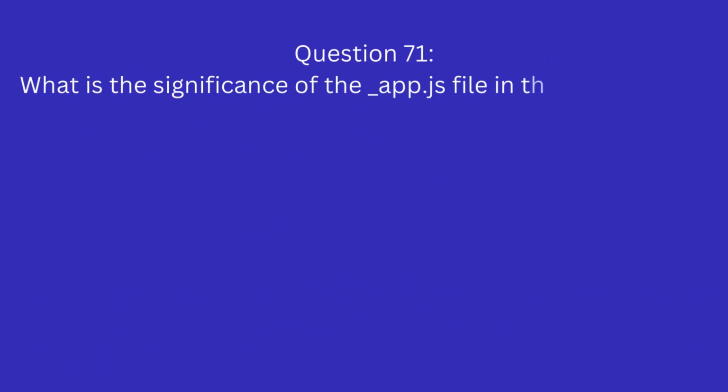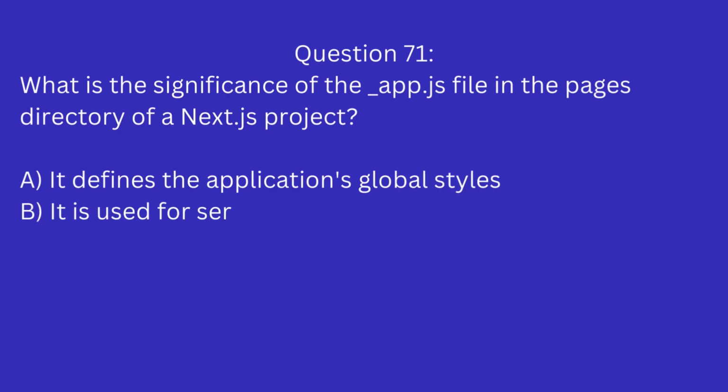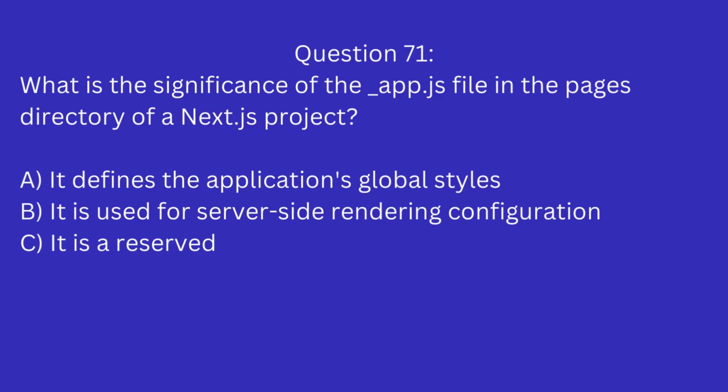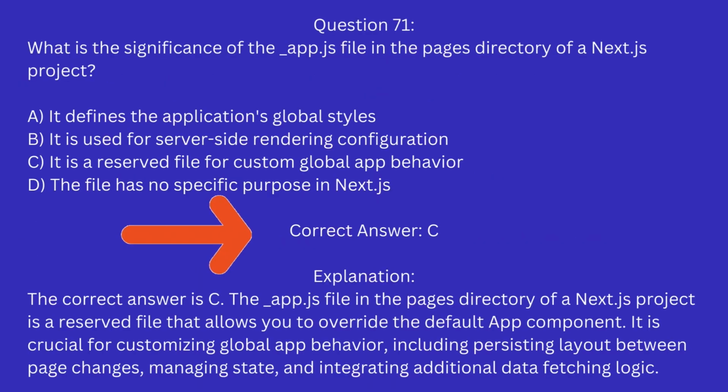Question 71. What is the significance of the _app.js file in the pages directory of a Next.js project? A. It defines the application's global styles. B. It is used for server-side rendering configuration. C. It is a reserved file for custom global app behavior. D. The file has no specific purpose in Next.js.